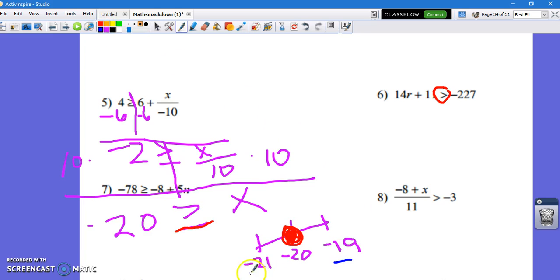Now you carry the negative 21 and negative 19 over to where the problem is, under the X.